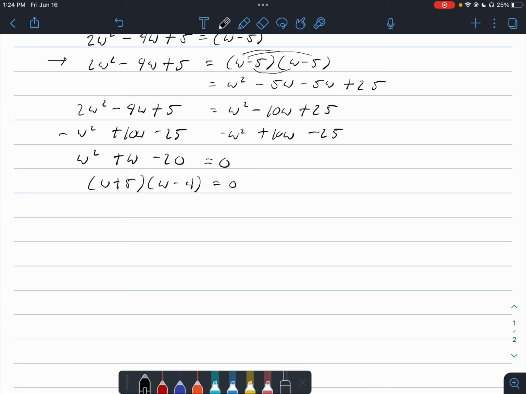We're good. And so now we want to set each of these equal to 0. So we'll have w plus 5 equals 0. Okay. And then we'll have w minus 4 equal to 0. And we can solve each of these for w. Okay? All right, so here we'll end up with w equals negative 5. And then over here, we will end up with w equals 4.